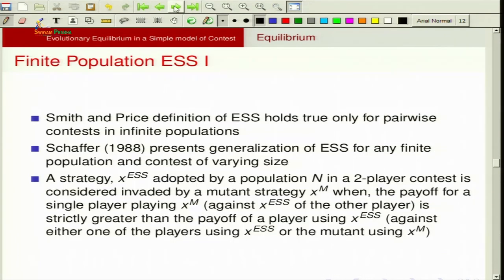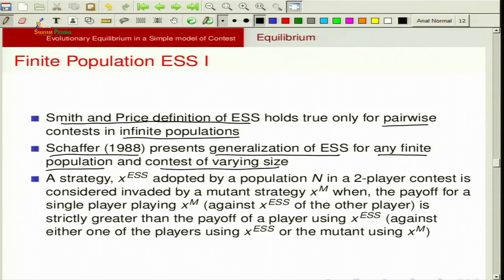So, then what happened? As I already told, the Maynard Smith and Price definition of ESS holds true only for pairwise interaction in infinite or very large populations. So, Scheffer came up with another idea. He presented a generalized version of ESS that works for any finite population, which need not be a very large population, and also for contests of varying size. As we are discussing pairwise contest, I will stick to pairwise contest in our definition, but this generalized formulation of ESS caters to any varying size of contest.